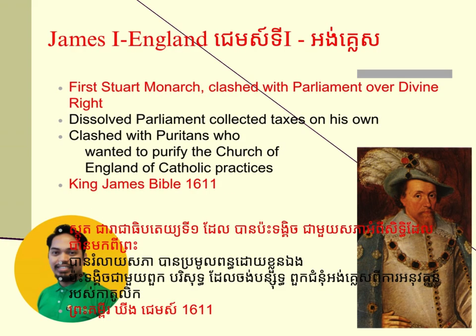Next on the list is James I of England. He is the first Stuart monarch. He clashed with Parliament over divine right. One of the things that he did is that he dissolved Parliament and collected taxes on his own. He also clashed with Puritans who wanted to purify the Church of England of Catholic practices. He is the person who pursued the King James Bible in 1611.